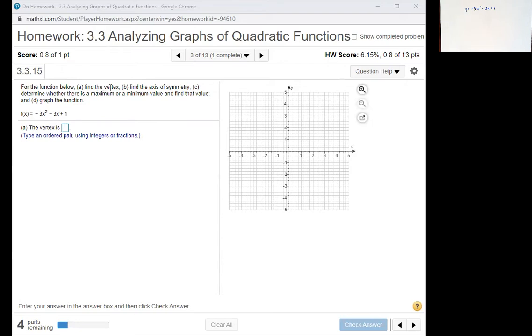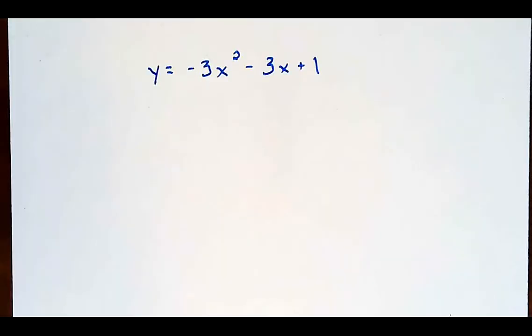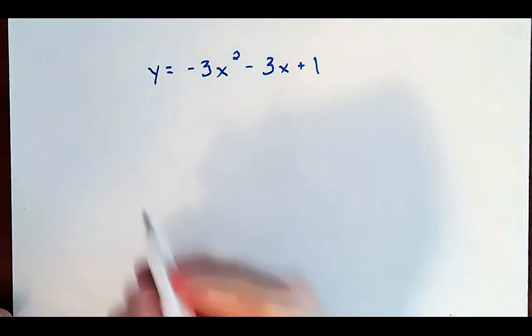So it's asking us to find the vertex, the equation for the axis of symmetry, determine if we're going to have a high or a low point, and then we're going to graph it. Okay, so let's go through the steps to doing that. So here's our equation, and we need the vertex.